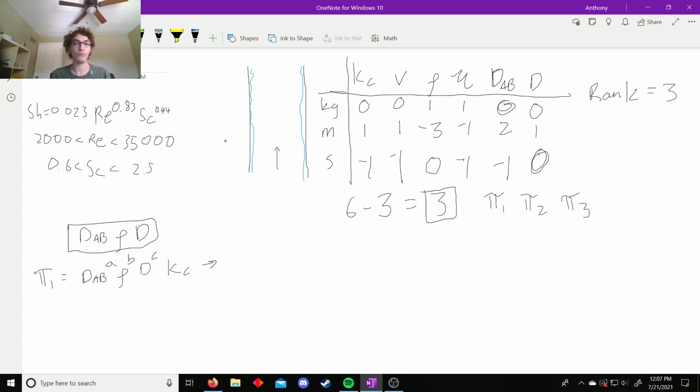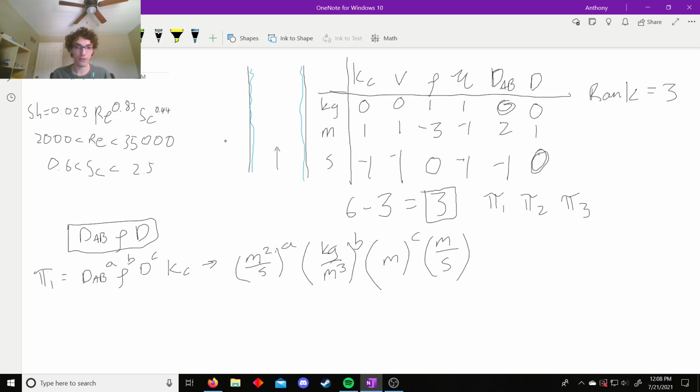So what we're going to do is write down the units. Our diffusivity is meters squared per second. This is all going to be to a power. Our density is kilograms over meters cubed. This is going to be to a power. Our characteristic length is meters, and that's going to be to some power. Then our mass transfer coefficient is going to be meters per second. So we want to choose A, B, and C to make this unitless.